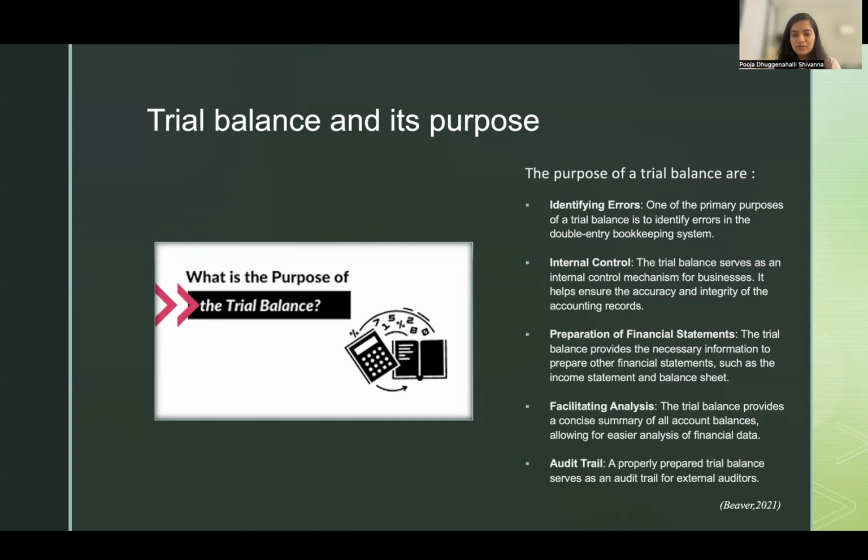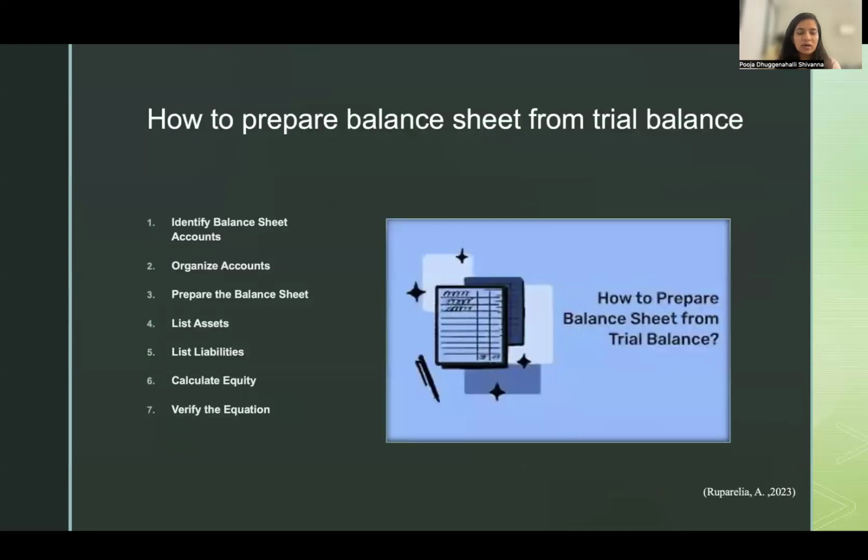The next purpose is to facilitate analysis. The trial balance provides a concise summary of all the account balances, allowing for easier analysis of financial data. Then the next purpose is as an audit trail. A properly prepared trial balance serves as an audit trail for external auditors. Moving forward, let's go through how to prepare a balance sheet from a trial balance.